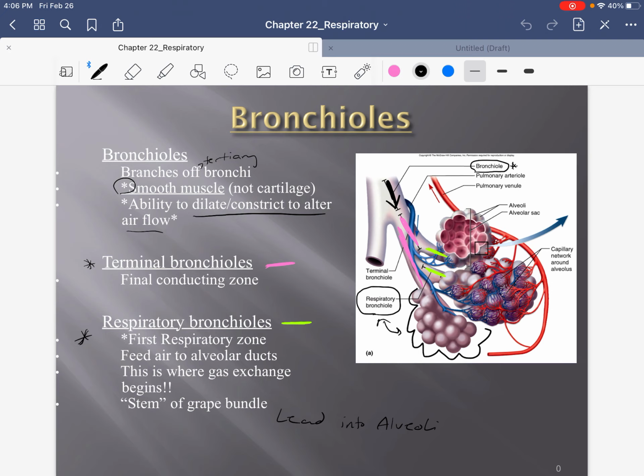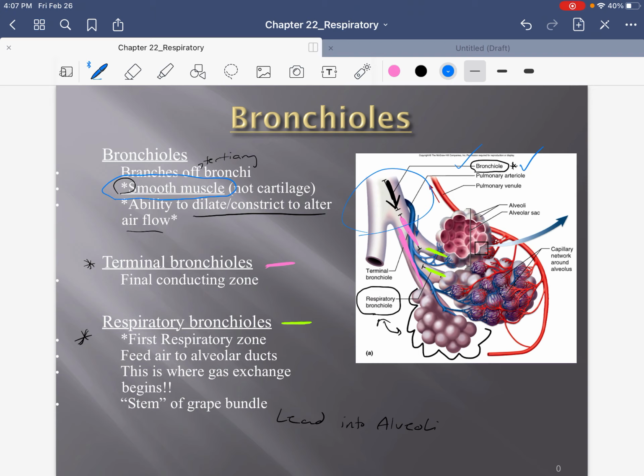So we ended off talking about the bronchioles. What was unique about the bronchioles? They're microscopic, but they are surrounded by smooth muscle. This means that they have the ability to constrict and dilate. And right here, these are the bronchioles, where we do a lot of either constriction or dilation as a way to regulate airflow.